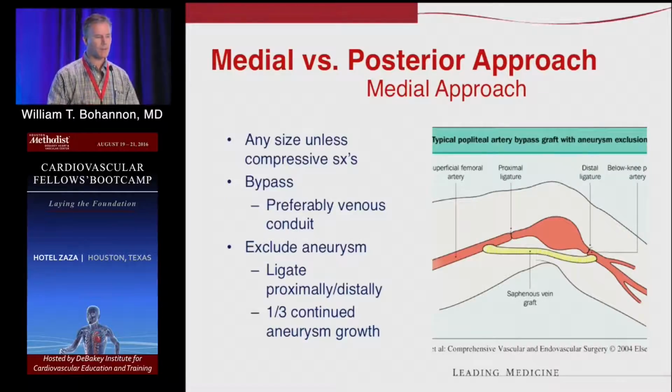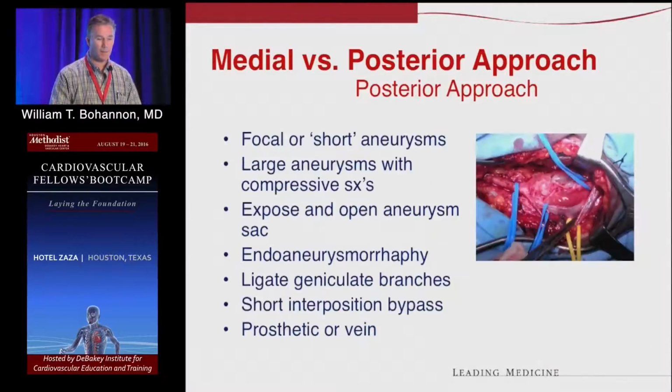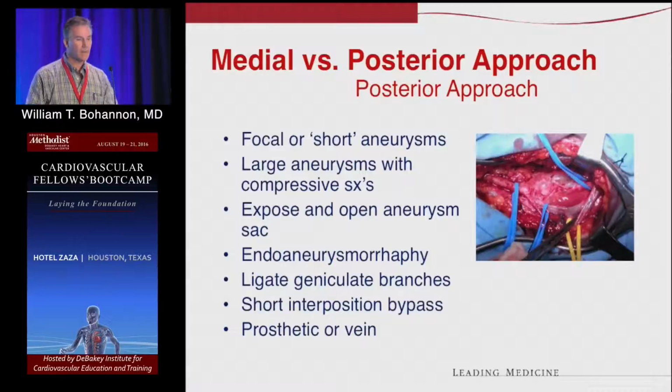It's important to exclude the aneurysm, let's say ligating it proximally and distally, because you risk even more continued growth of the aneurysm. So even with the ligations, maybe up to a third of the patients still may have some enlargement in the popliteal aneurysm.